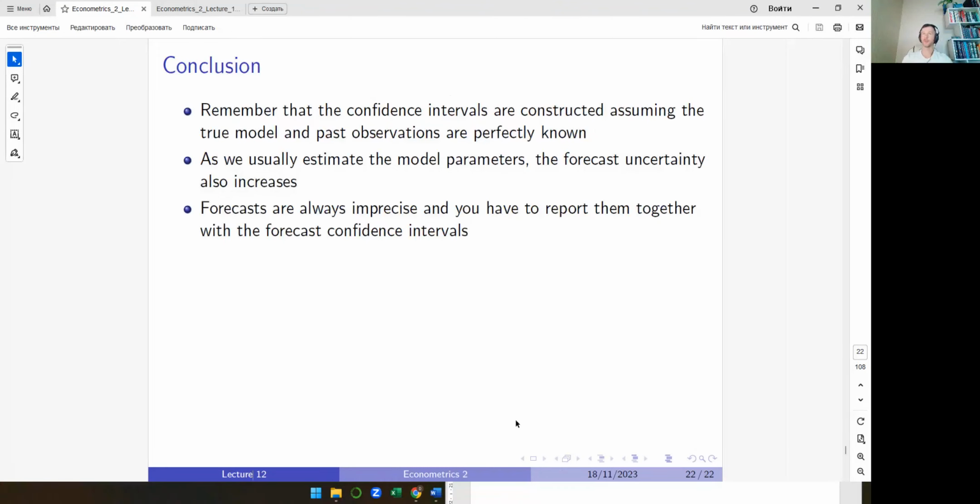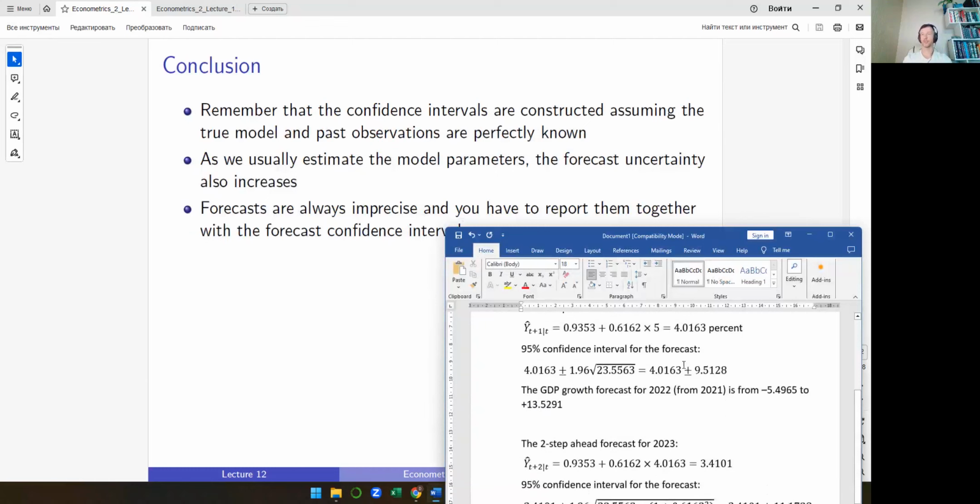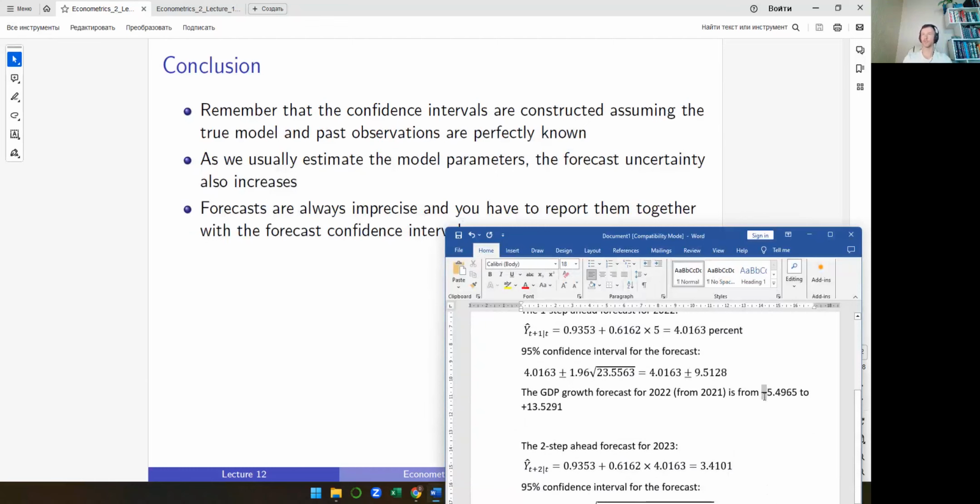The forecasts are always imprecise. They must be reported together with the confidence intervals. It's not like, next year GDP growth is going to be 4%, and that's all. No, you need to provide the forecast confidence intervals all the time. And given that the forecast confidence intervals are of such poor quality, obviously this is a poor quality forecast when your confidence interval is from minus to large plus.